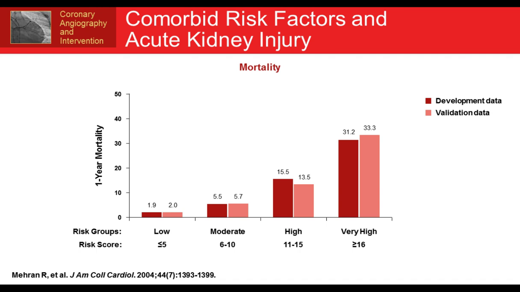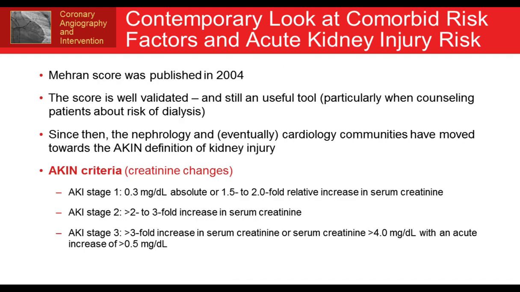So if your risk of AKI was low, your one-year risk of mortality was low, but as that risk increased, you actually had an independent risk of dying. So it really brought acute kidney injury to the forefront as a complication which has long-term outcomes. Now, as I mentioned, this score was published in 2004. It's been well validated, and it's still a useful tool, particularly when we counsel patients on the risk of dialysis.